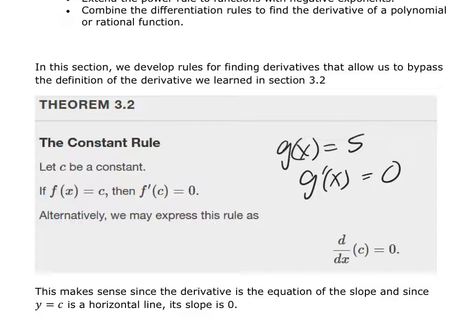So it makes total sense. At least I think it does. Because the slope of a horizontal line is 0. All the time. Every day. Tomorrow. Yesterday. Next week. Last month. A year from now.